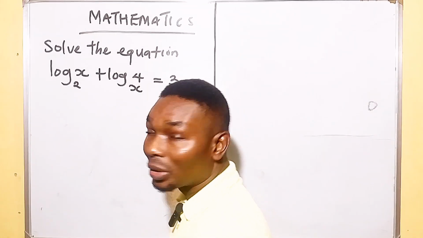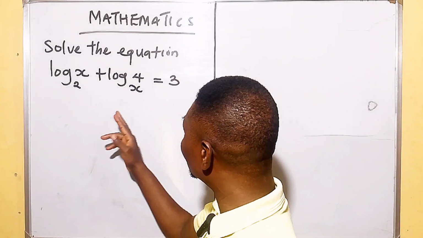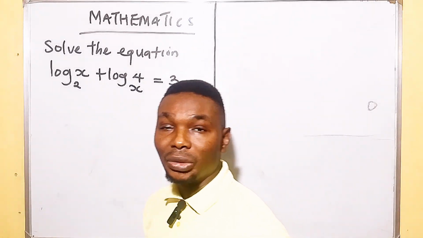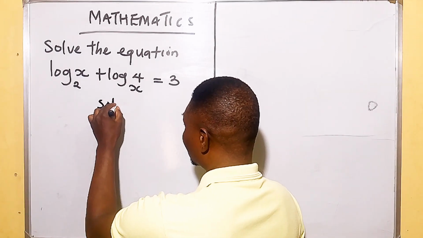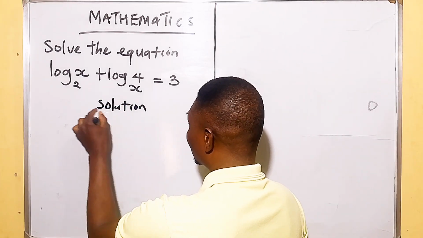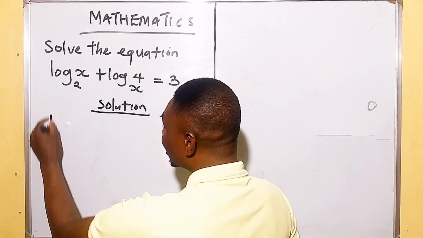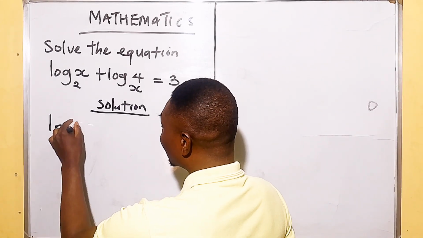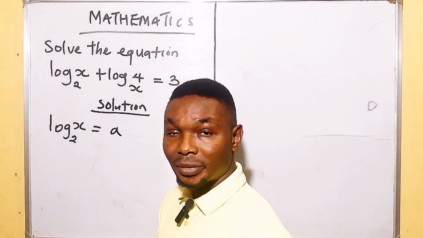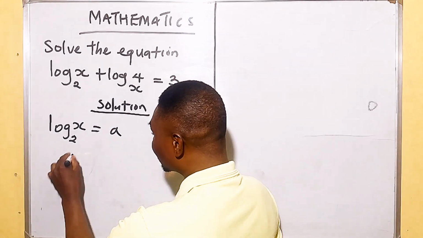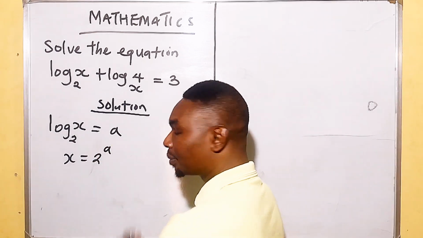Let's solve this problem on logarithm. Solve the equation log x base 2 plus log 4 base x is equal to 3. Now, let's write log x base 2 to be equal to a. Therefore, x now will be 2 raised to the power of a.